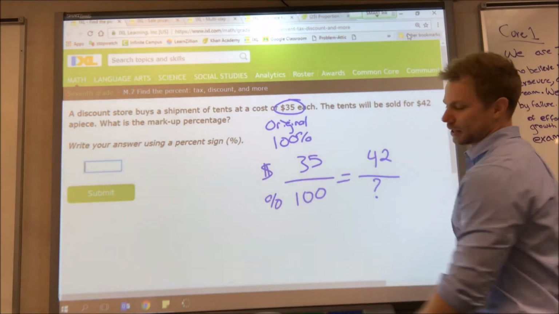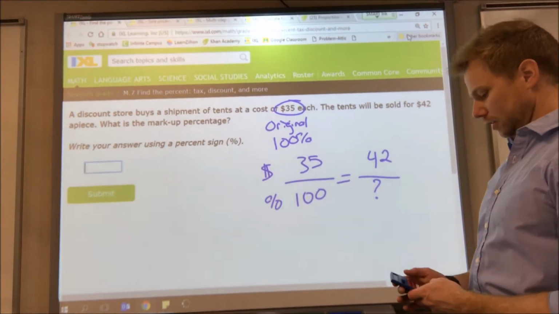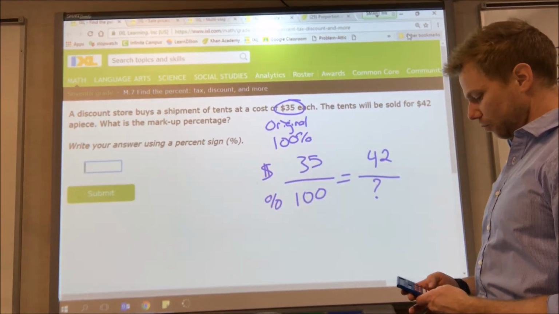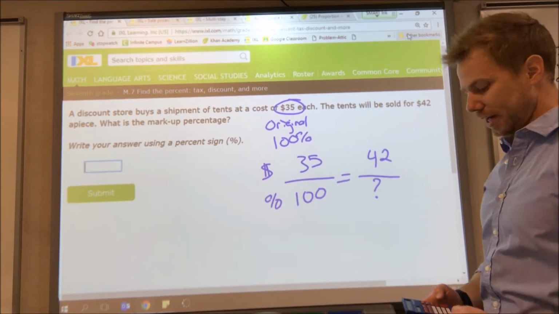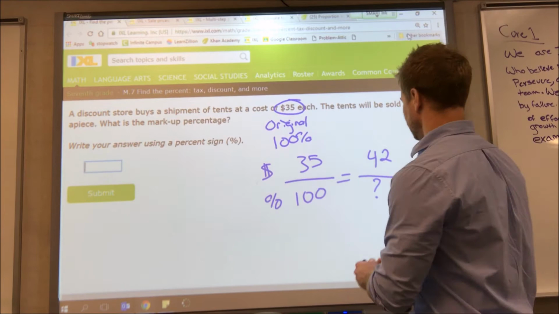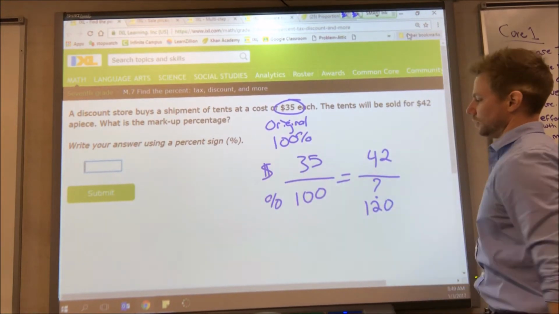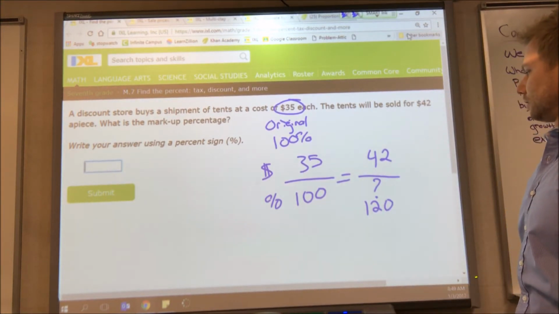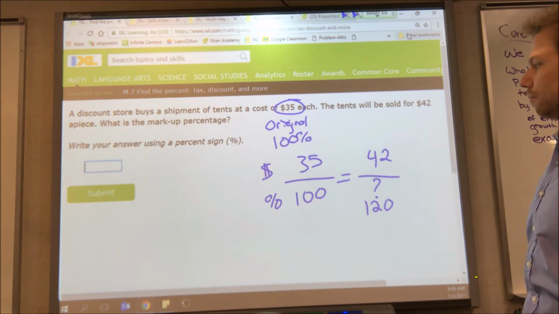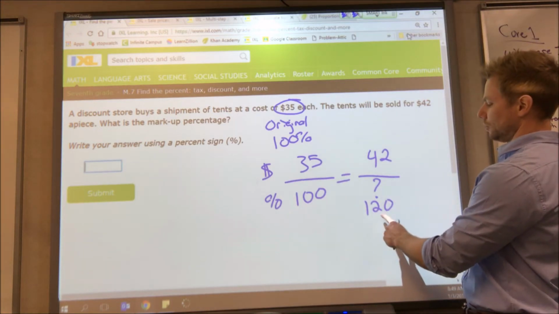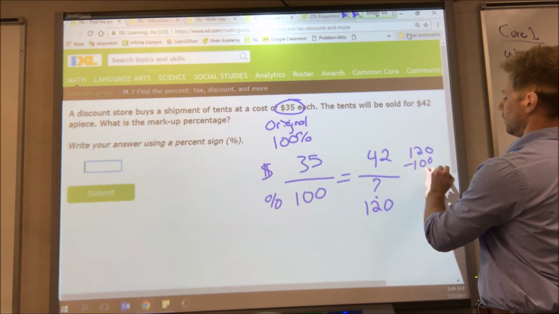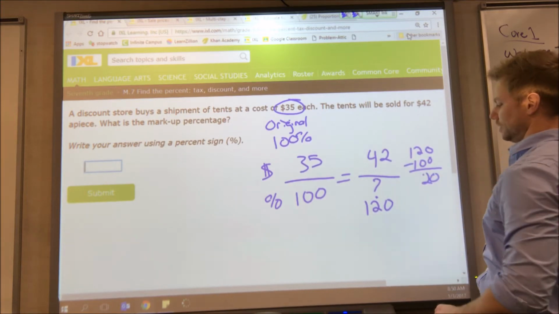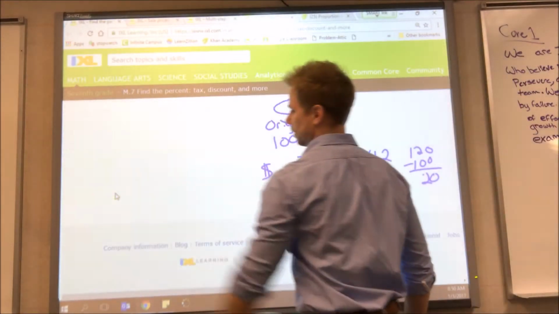So we're going to have to subtract again here to figure out how much the markup is. So cross multiply divide. 42 times 100 is 4,200. And then divide that by 35. We get 120. Okay. So how much is the markup? The markup is not 120%. The markup is 120 minus 100. The difference between those is 20.